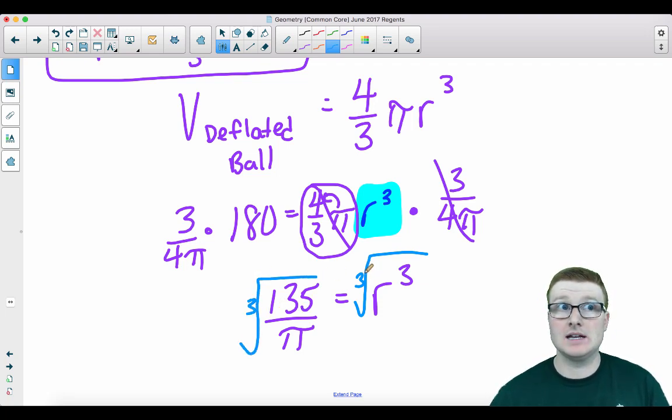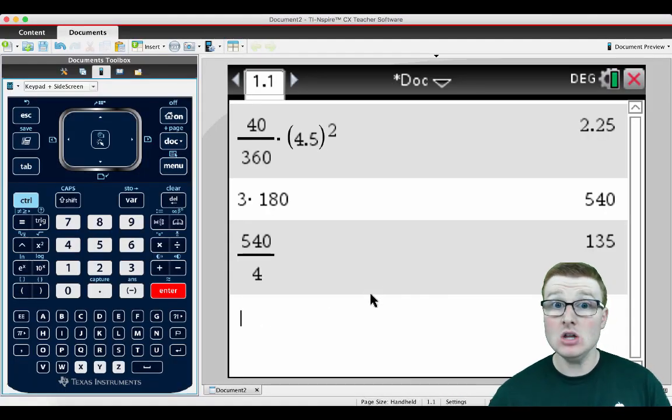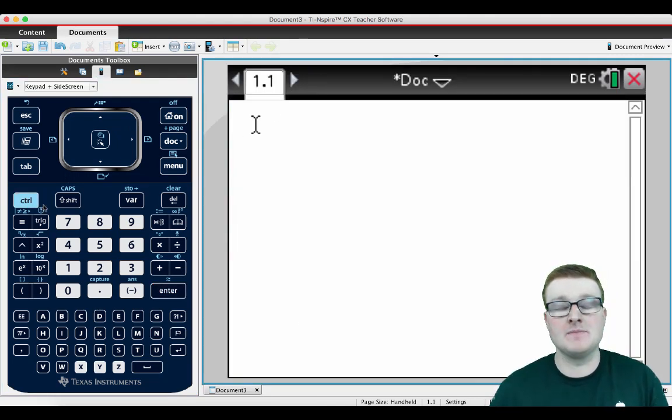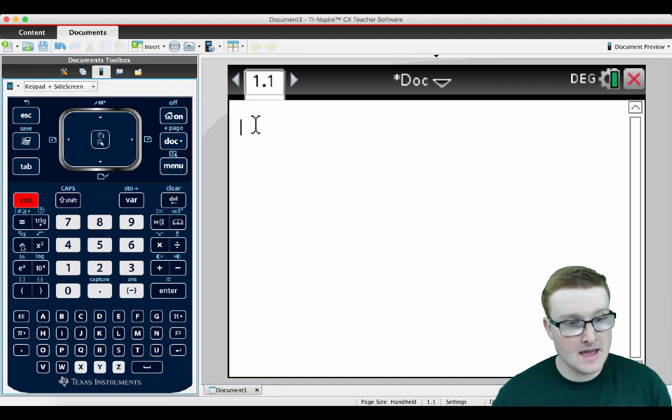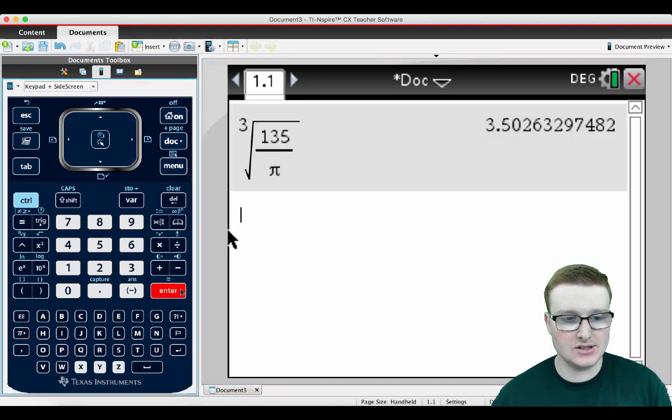The cube root is similar to the square root, except it has an index of 3. So once we take the cube root of both sides, we're going to get an approximation. r is approximately equal to what? On the TI-Nspire, your cube root button is Control, and you see the little up arrow on the left-hand side? It says nth root of x. That's what you want, because it has a little box here. I'm going to put a 3 there, and you're going to put 135 divided by pi. Your answer is 3.5026.